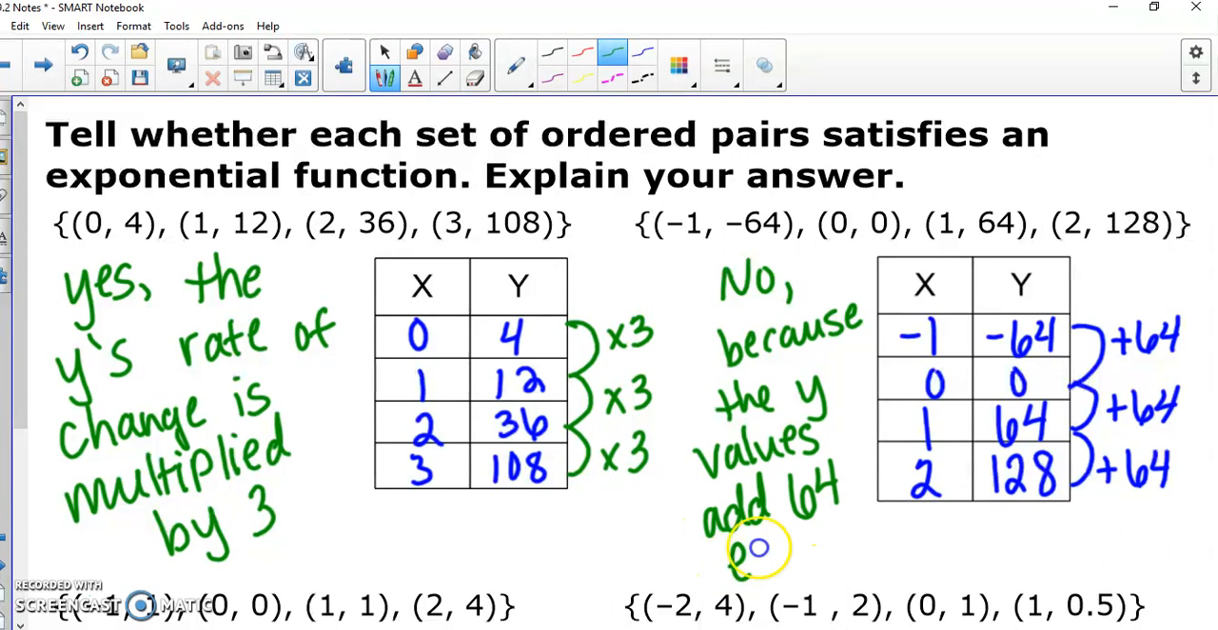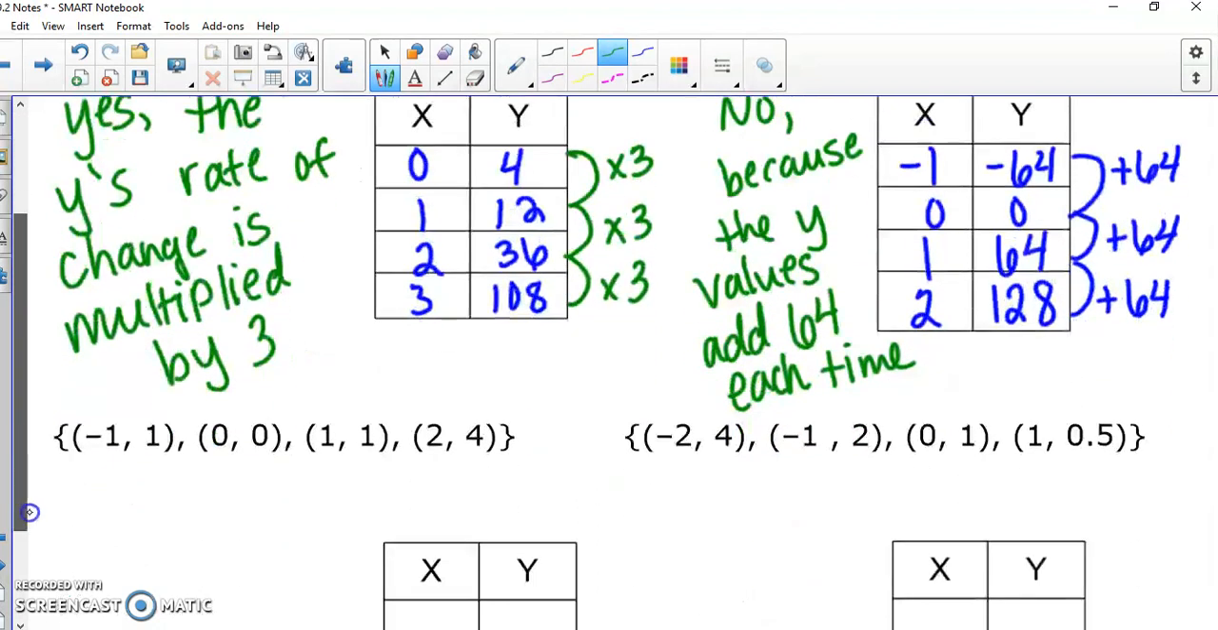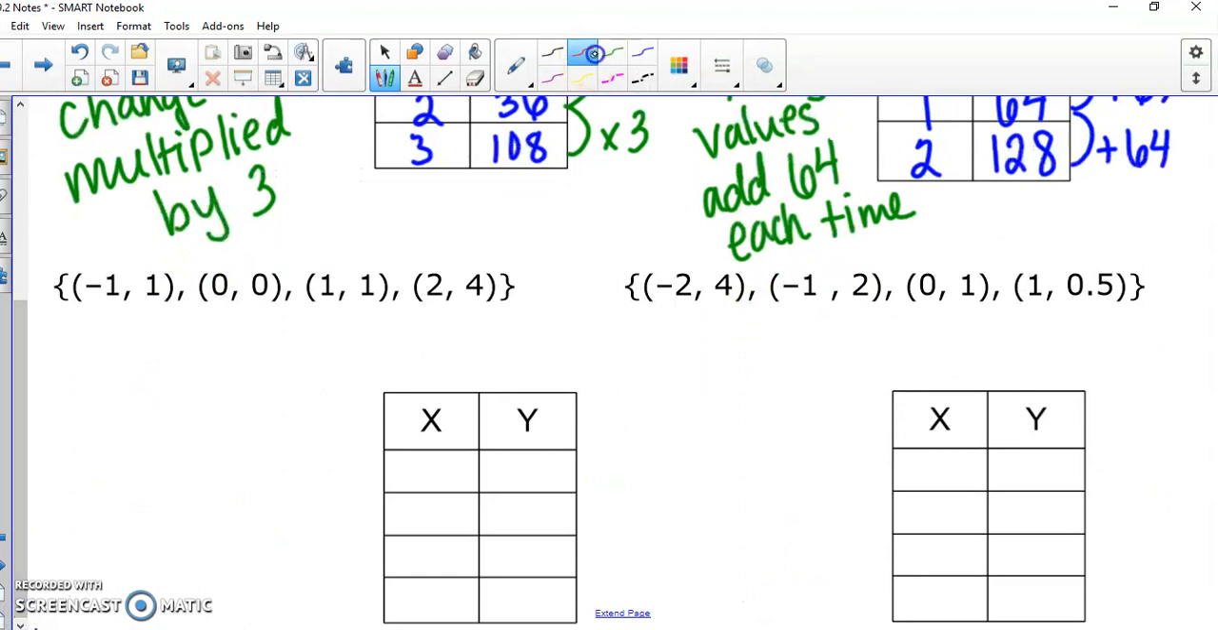It has to be multiplication in order to be exponential. This would be a linear function because it would satisfy our rule for a linear function, but not exponential. Okay, let's try one more of these.